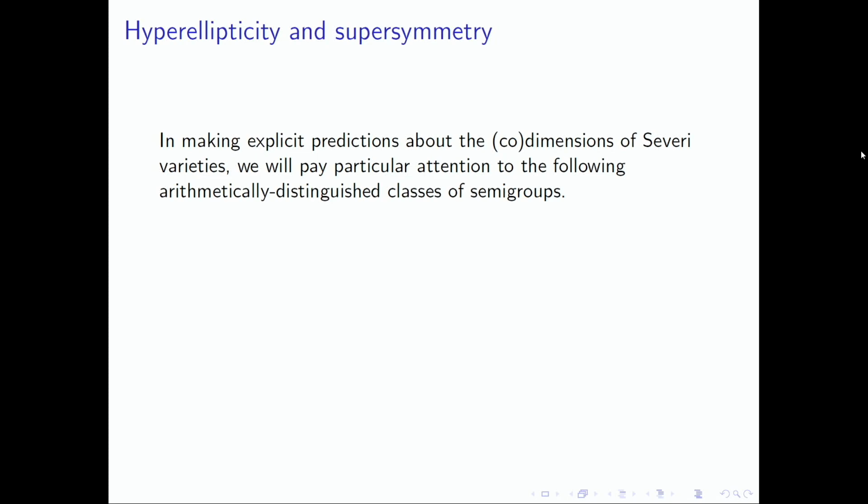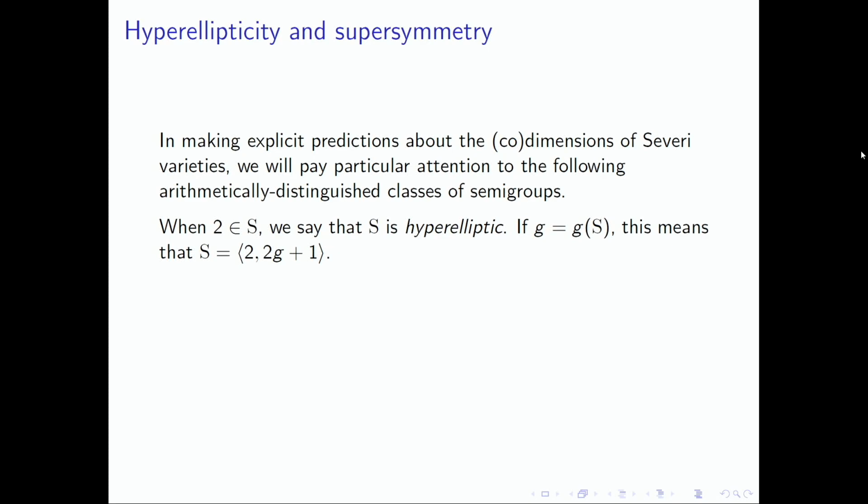OK, so I want to try to implement a general strategy for estimating codimensions as a proof of concept in two distinct cases. So what are the arithmetically distinguished classes of semigroups that I'm going to focus on? The first one is just going to be what are called hyperelliptic semigroups.